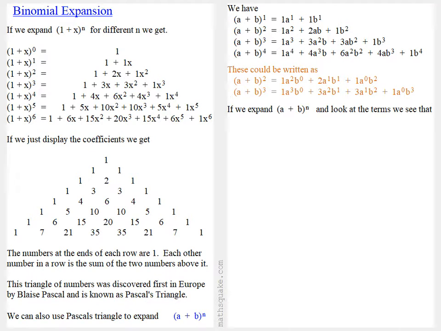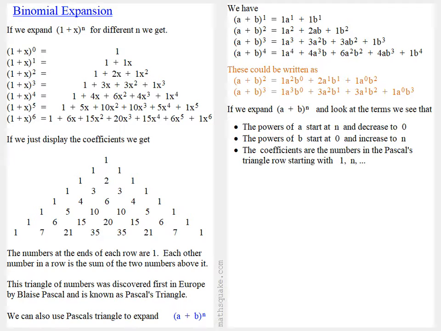If we expand a plus b to the n and look at the terms, we see that the powers of a start at n and decrease to naught, the powers of b start at naught and increase to n, and the coefficients are the numbers in the Pascal triangle row starting with 1, n.